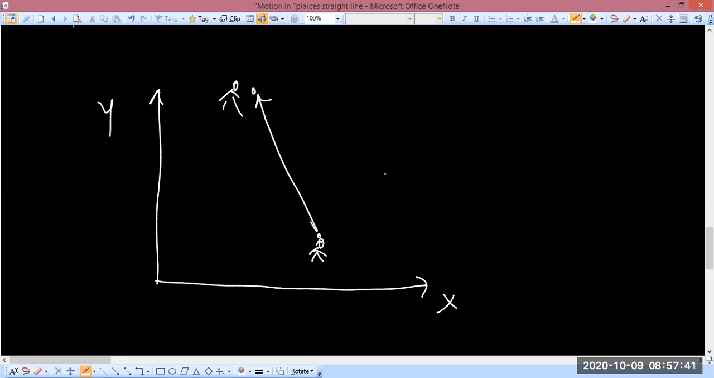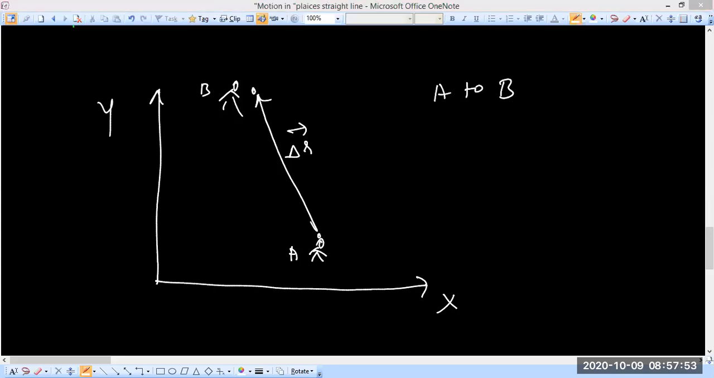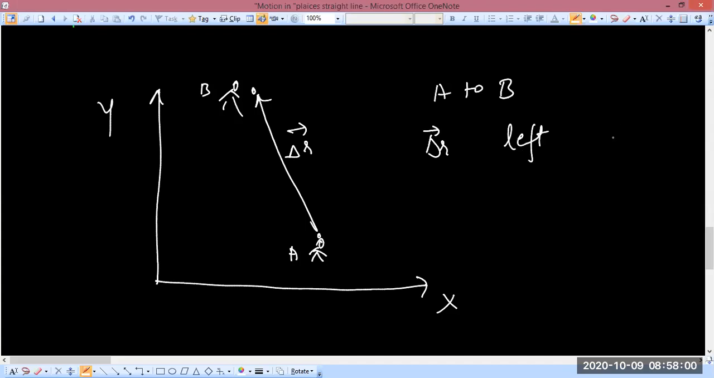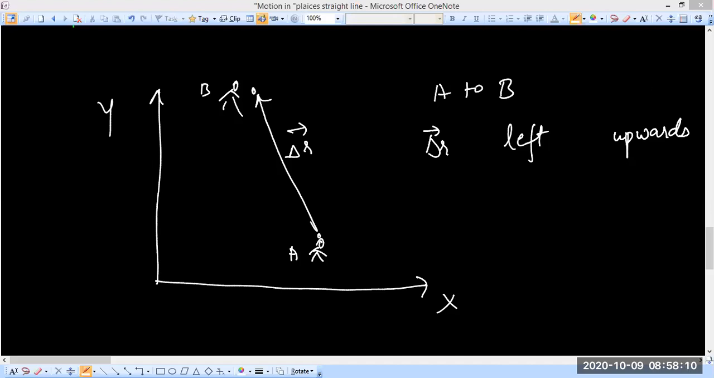Do you agree that this will be the displacement vector if the person moves from point A to point B, right? Do you understand that this displacement is a little bit towards the left side and it is also upwards? Yes or no? So what you can actually say is, suppose you draw a rectangle, like we have been drawing earlier.